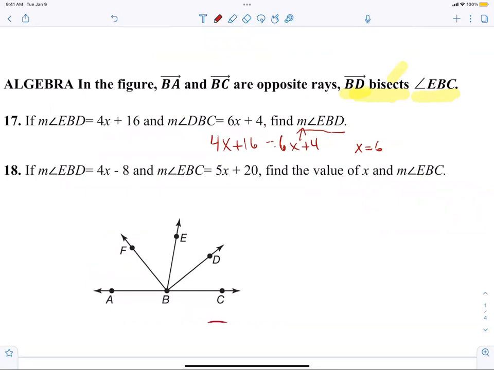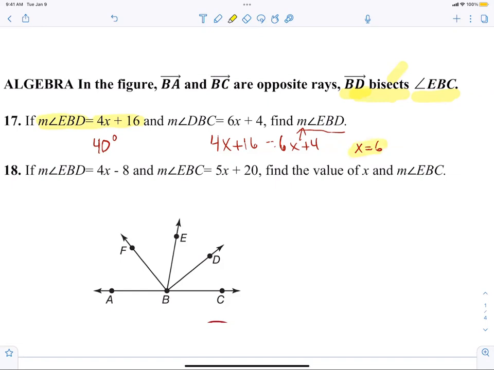It wants what? Of EBD. So EBD would be 40 what? 40 degrees, right? You measure angle with degrees. 40 degrees. Anybody have any issues with that? Tell me. We just found what? See this right here? EBD, right? It's 4x plus 16. Right? X is 6. Do you agree?